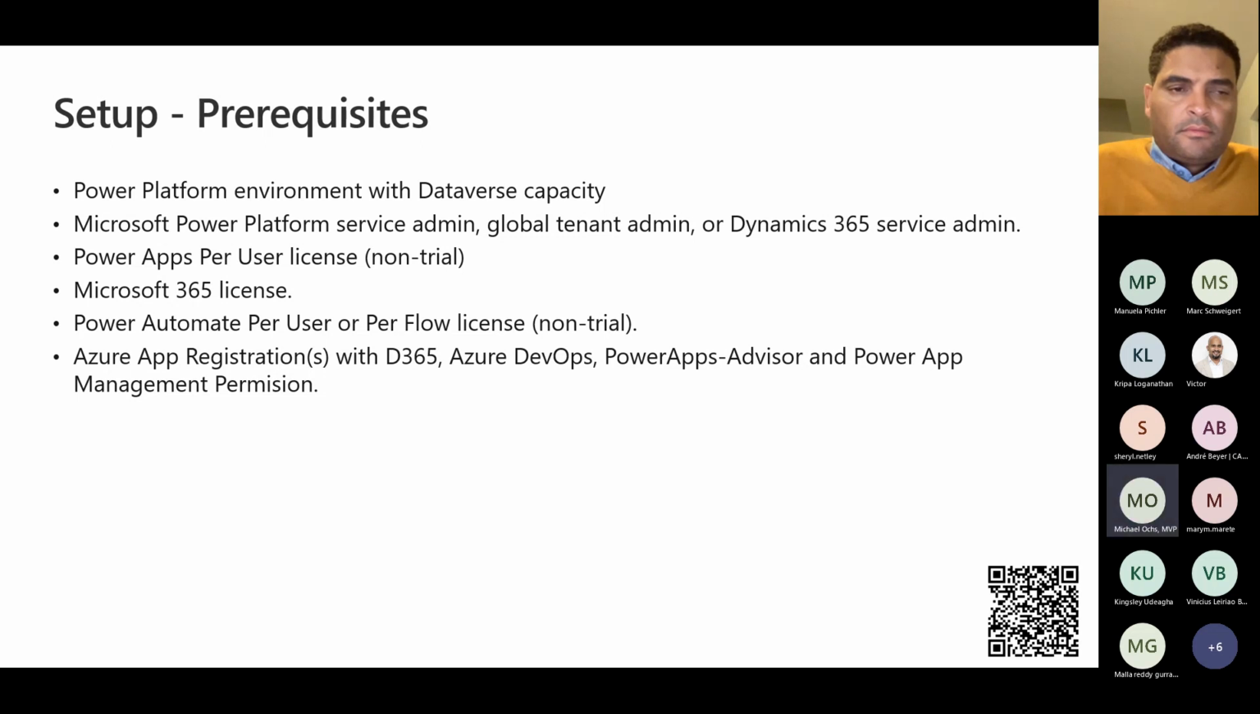So this is all described in our documentation. There's a QR code that you can scan there that describes it a little bit better than I think I just did. But these are basically the prerequisites for setting up the ALM accelerator.